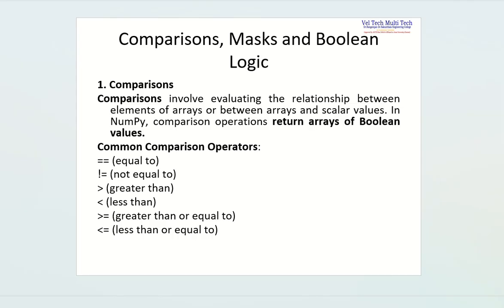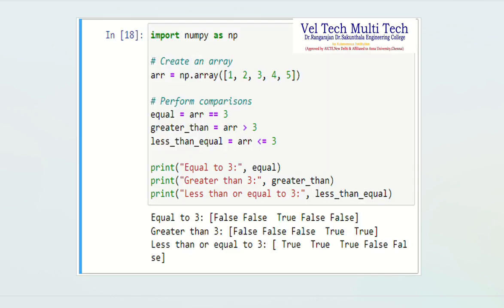The next topic is comparison, mask and Boolean logic. Comparison involves evaluating the relationship between elements of arrays or between arrays and scalar values. In NumPy, comparison operations return arrays of Boolean values, using equal to, not equal to, greater than, less than, greater than or equal to, less than or equal to. We'll see some examples.